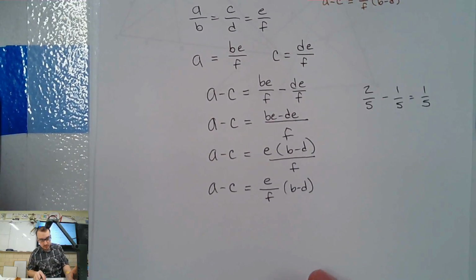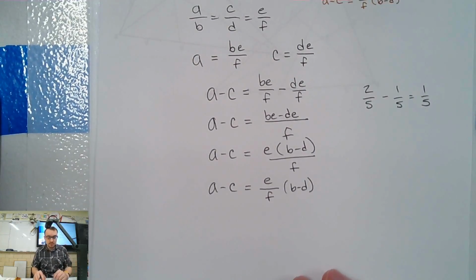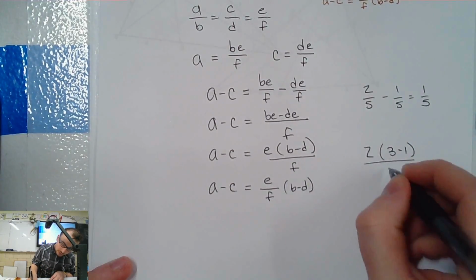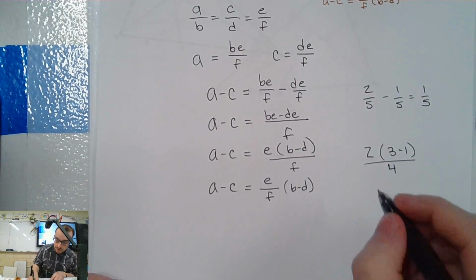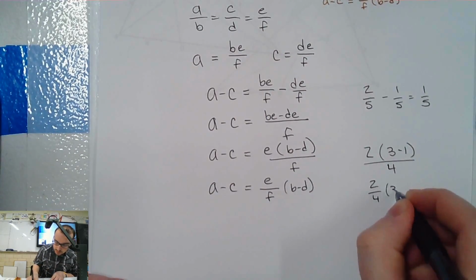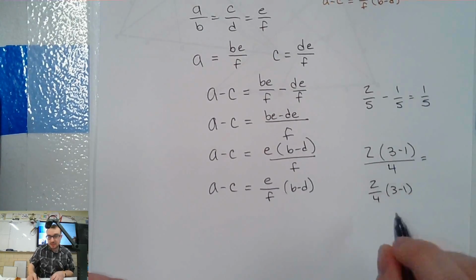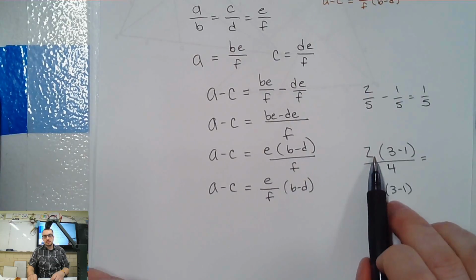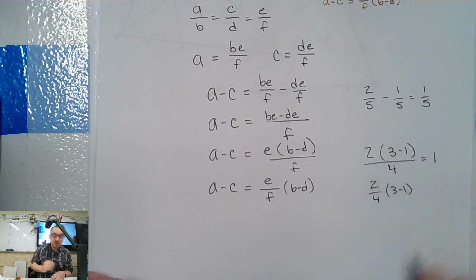What? Doesn't the B minus the D have to be over F? Nope, because it's all multiplication and division. So if I had like 2 times 3 minus 1 over 4, I could rewrite that as 2 over 4 times 3 minus 1. And you know this is true because if you kept it like this, that's 2, right? What's 2 times 2? 4. Divided by 4 is? 1. So that definitely equals 1.